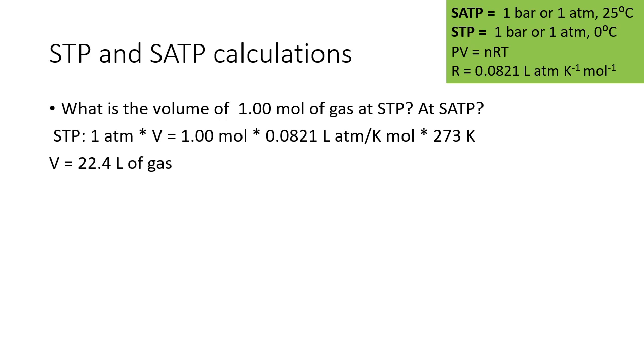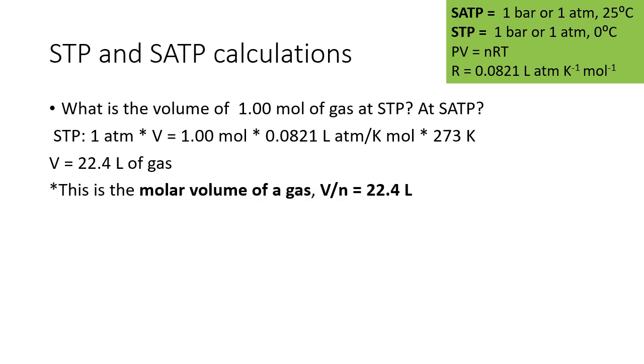Now, there is some important information about this particular value. This is the molar volume of a gas at STP. It will always be 22.4. 1 mole of any gas at STP will have a molar volume of 22.4 liters. It doesn't matter what the gas is. If it's hydrogen, if it's sulfur dioxide, if it's methane, whatever. If it is behaving ideally, it will have a molar volume of 22.4 liters at STP.